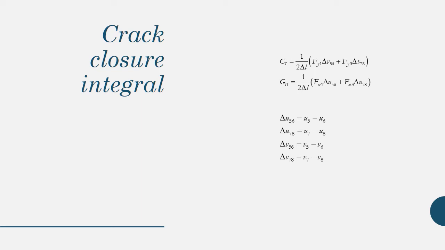So the same equation as before can be written as this, where the stresses will be represented by the forces F of the nodes, and displacement will be represented by the displacement of the nodes. The sum of these two, G1 and G2, will be the total energy release rate.